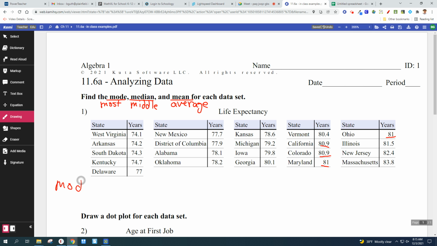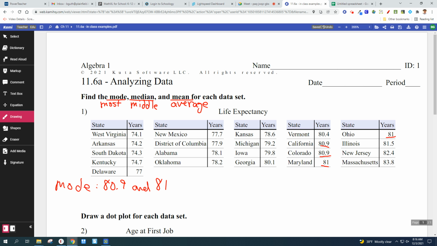Maybe that's why they said it first. The mode is 80.9 and 81. Those two numbers happen more frequently than the others. Now, I might have someone argue that, well, most means it's more than everything else. So you could argue that neither one of those is the most because they're both the most. I could see that argument. But for today, we're just going to say both of those happen more often than the rest. So those are the modes.